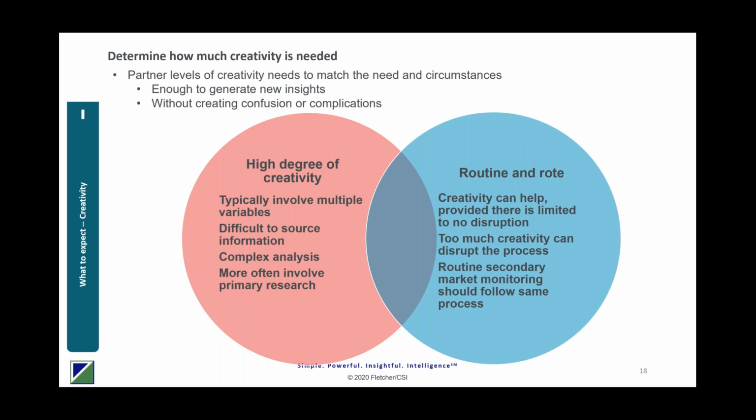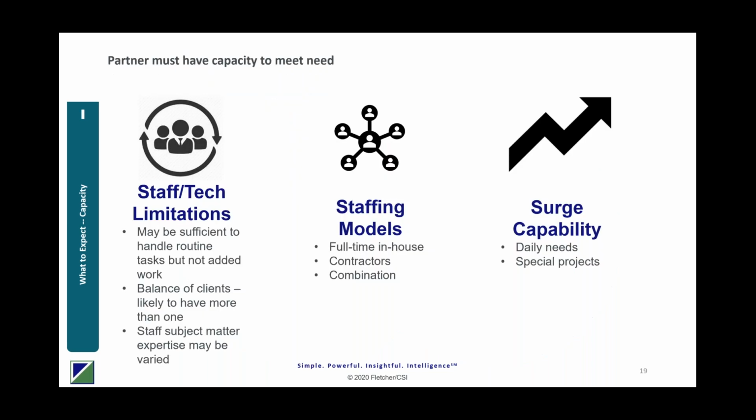Routine monitoring, secondary monitoring, these are very process-oriented functions. You want creativity at the start to set up the routine in the process, but once it's in place and rolling, you really just want to make sure that routine gets done and the data gets collected appropriately and analyzed appropriately and delivered appropriately without any hiccups along the way. Less experimentation, more activity and delivery. So consider how creative you want your partner to be. Too creative can be bad. Not creative enough can also be bad.